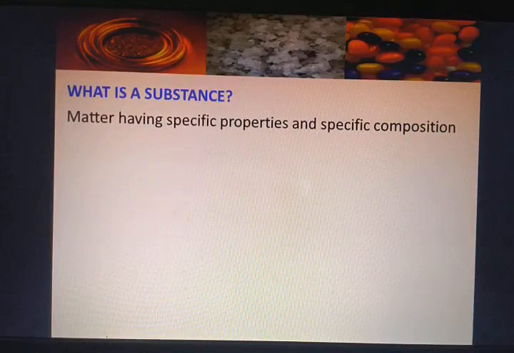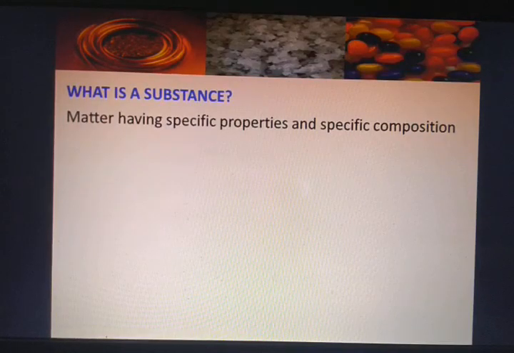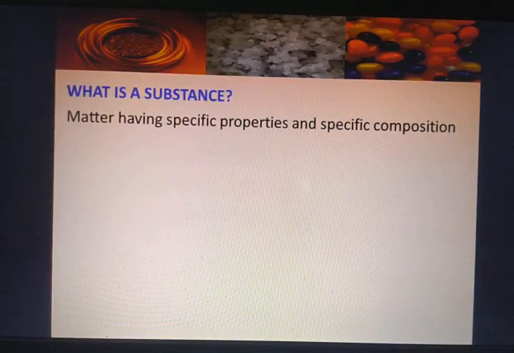If you notice, it says specific properties and specific composition. There is matter which does not have any specific composition. Specific properties are there, but specific composition? No, not always. In some cases the compositions are not specific. Under such circumstances, will that not be addressed as a substance? It can be addressed as a substance, but sometimes it may not be. It may be addressed rather as a matter, a state of matter. Okay?